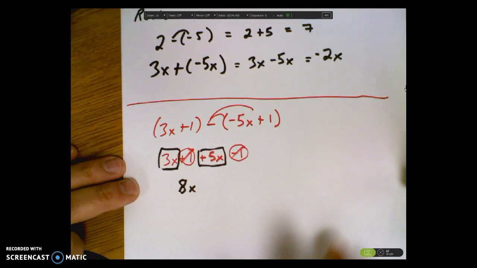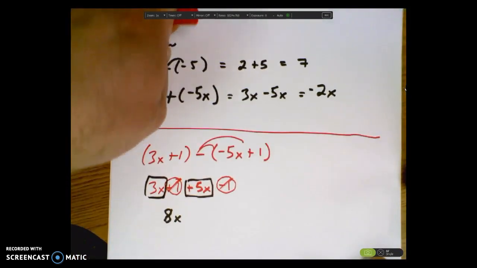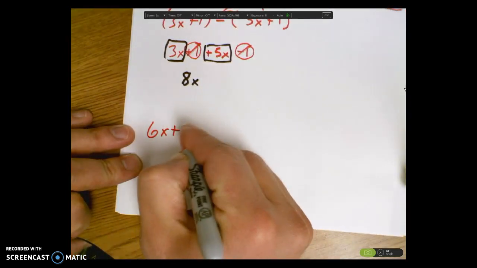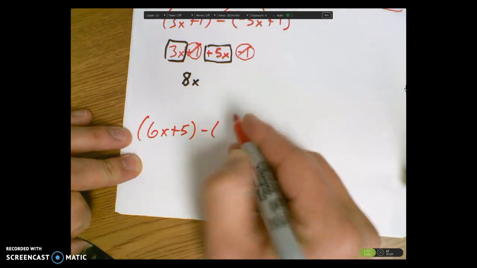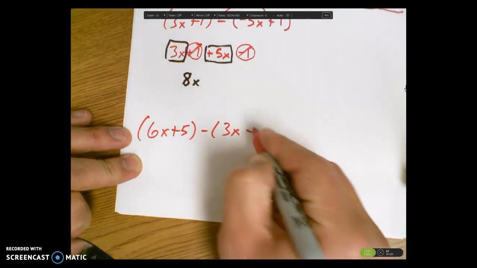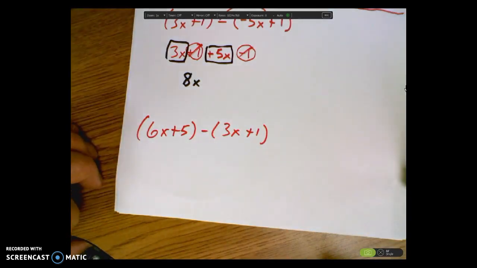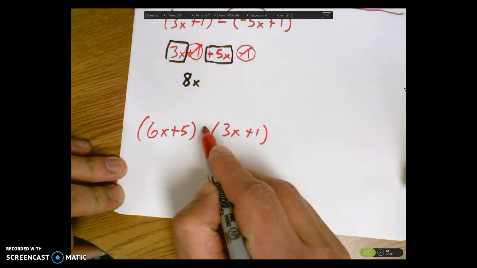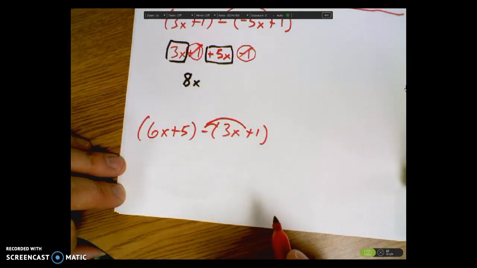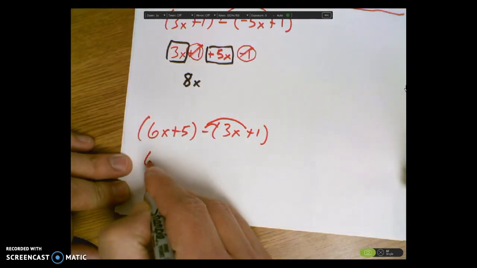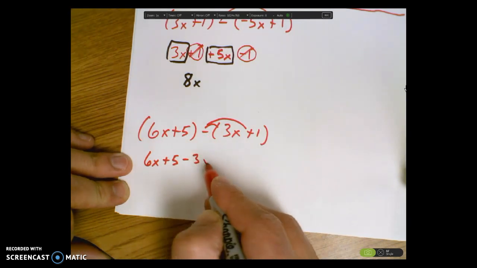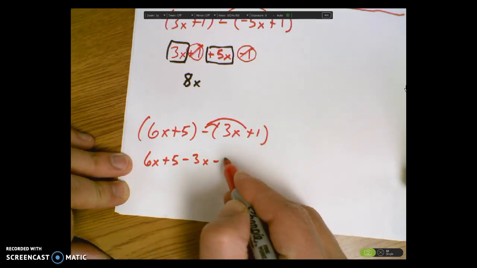Let's go with this: 6x plus 5 minus 3x plus 1. So we're going to do this method again. I'm going to essentially distribute this negative sign into my second set of parentheses. Again, I don't do anything with the first. And then a negative times 3x is negative 3x. So positive 3x became negative 3x. And then positive 1 becomes negative 1.